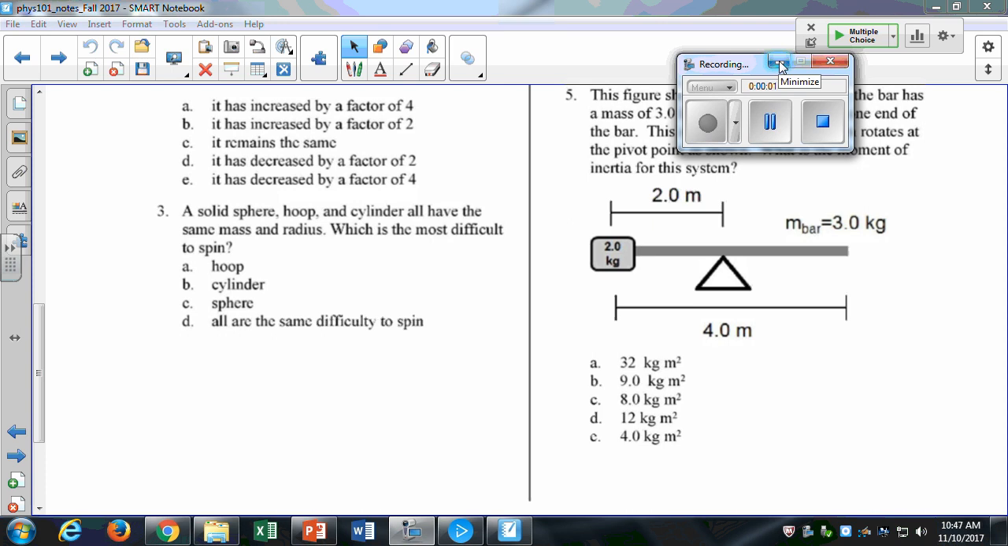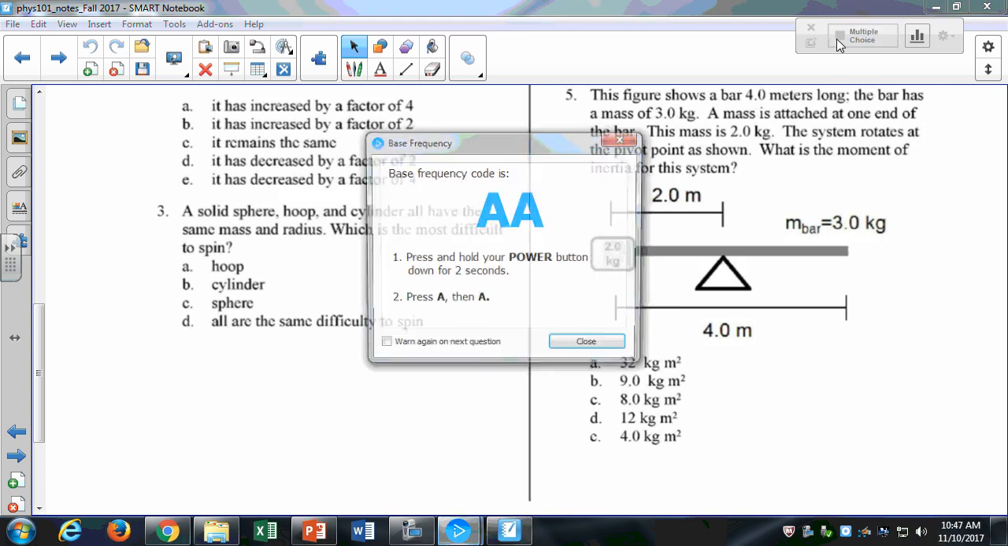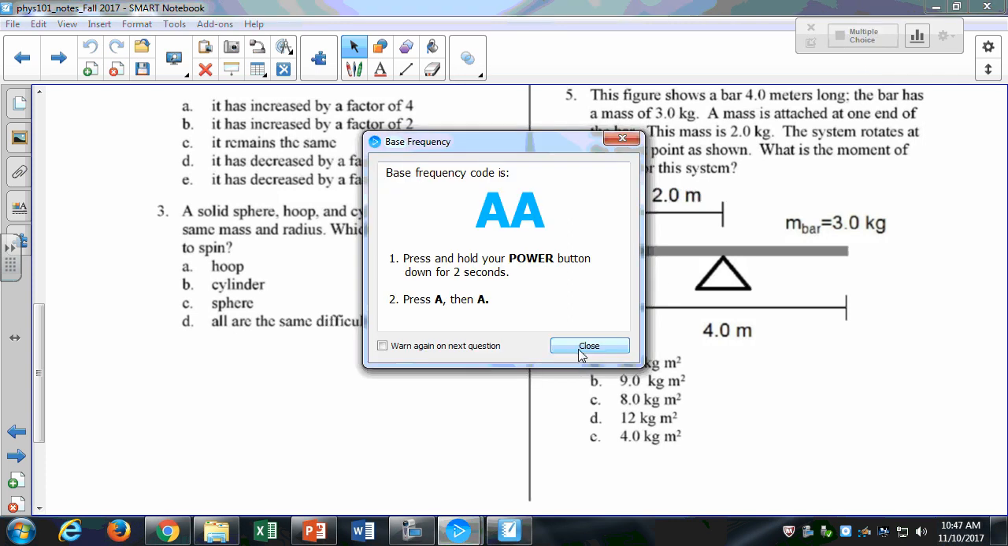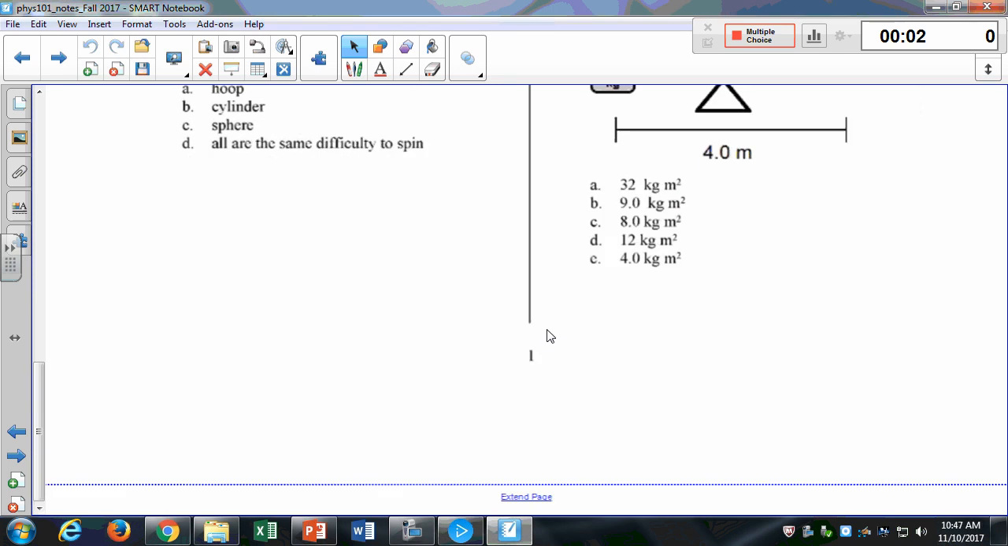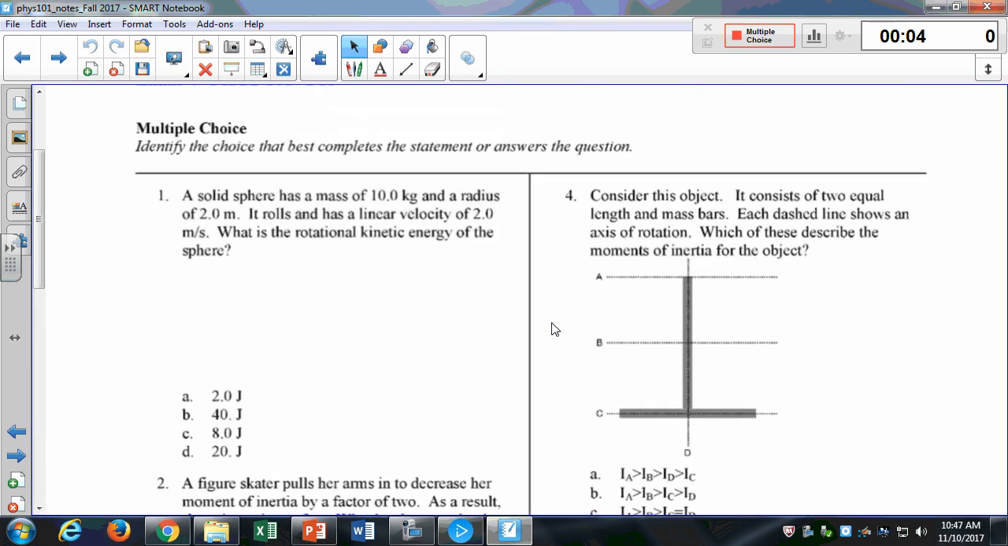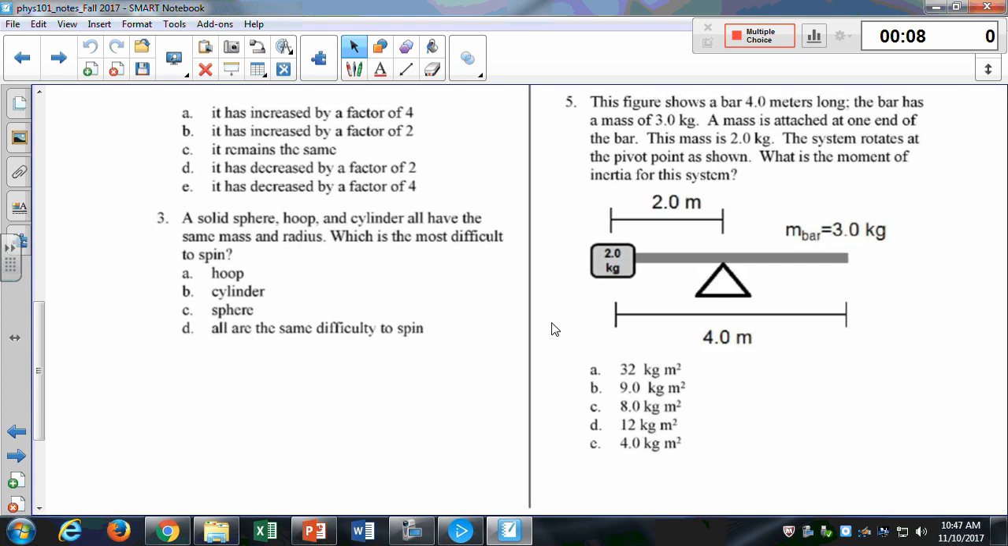Problems before we move on to chapter 9. Let's do number 5 here. The moment of inertia for this system. It's on page, I don't know what page it's on. It's exam 4 though. Number 5. Exam 4, number 5.